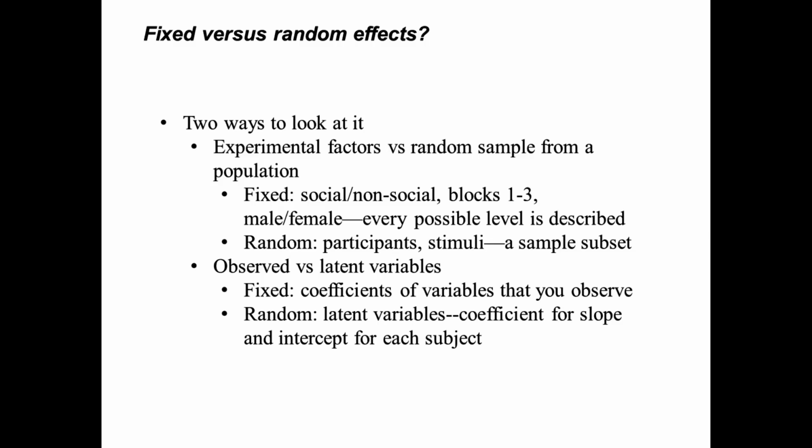But random is something that you're sampling. So you have a sample of participants. You have a sample of images that you're using. You're obviously not using all of them. So the random effects would then be that thing that you're sampling. Another way of looking at it is observed versus latent variables. With fixed, those are observed, those are the experimental structure that you're measuring, whereas random, you're looking at latent variables, things like slope and intercept, that you have to extract from the data. So those are just two different ways of looking at it.